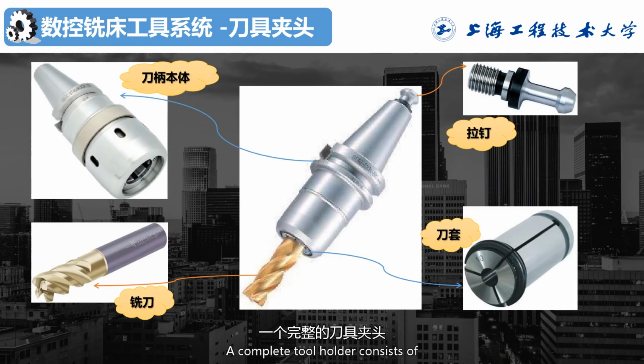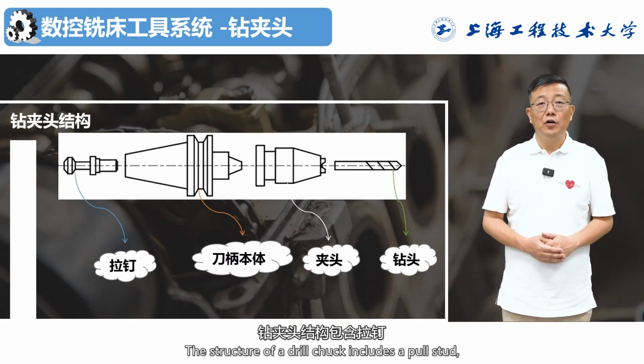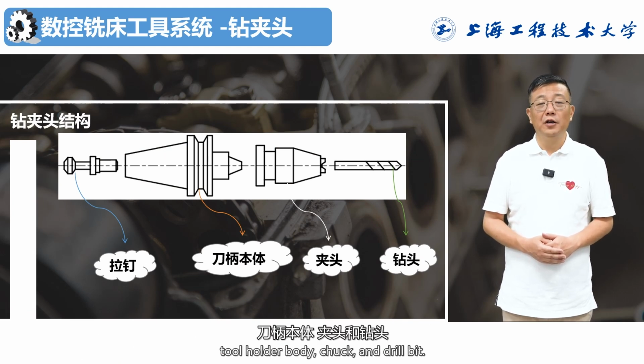A complete tool holder consists of a pull stud, a milling cutter, a collet, and the tool holder body. The structure of a drill chuck holder includes a pull stud, tool holder body, chuck, and drill bit.